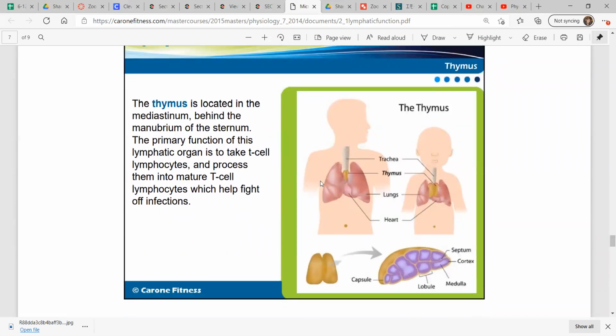The thymus is located in the mediastinum, behind the manubrium of the sternum. And its primary function is to take T cell lymphocytes, if you remember that from the other lesson, and process them into mature T cells, T cell lymphocytes, and they can help fight off infections.